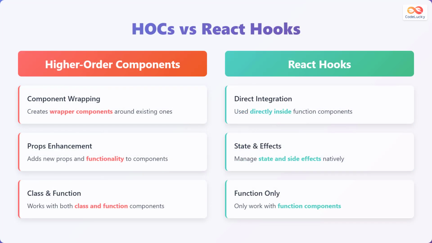Now let's compare higher-order components with React hooks. Higher-order components create wrapper components around existing ones, add new props and functionality, and work with both class and functional components. On the other hand, React hooks are used directly inside function components, manage state and side effects natively, and only work with functional components.